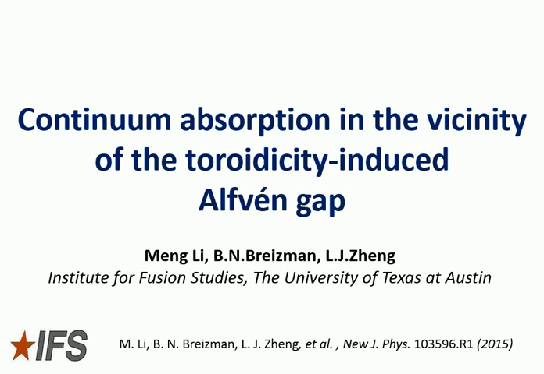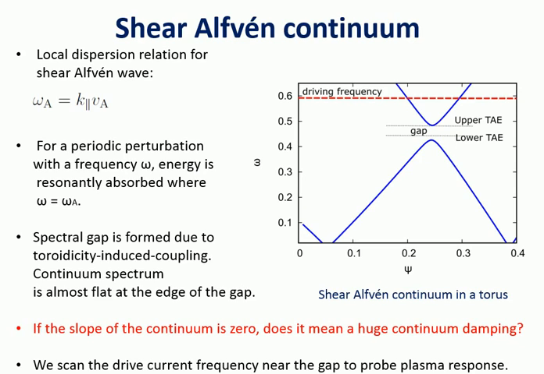Here we are glad to describe to you our recent work about the continuum absorption in the vicinity of toroidicity-induced Alfvén gap. Continuum absorption is very common for electromagnetic waves in non-uniform media. It happens when the wave frequency equals some local natural frequencies of the medium. In a toroidal plasma such as tokamaks, the local Alfvén frequency can change versus the radial position, which is called the Alfvén continuum spectrum and represented by the blue lines here. When the wave frequency intersects with the Alfvén continuum, it will have significant energy loss due to continuum absorption.